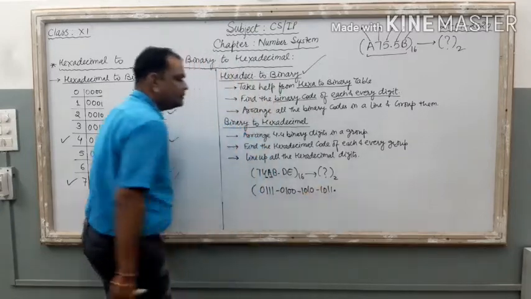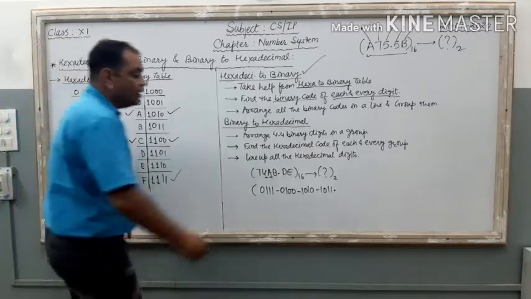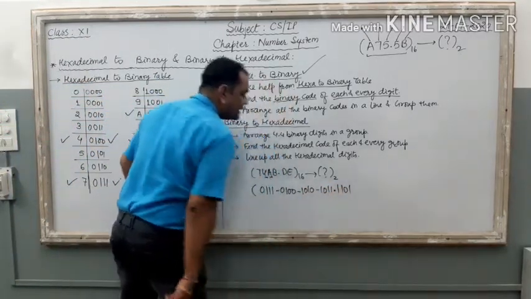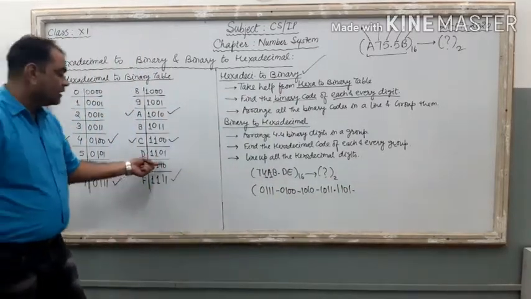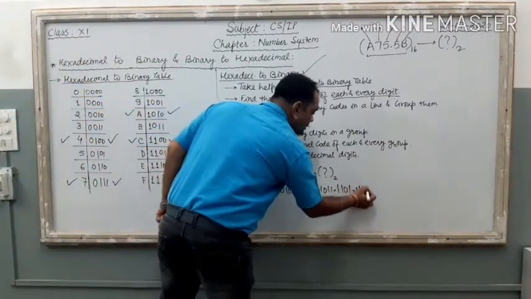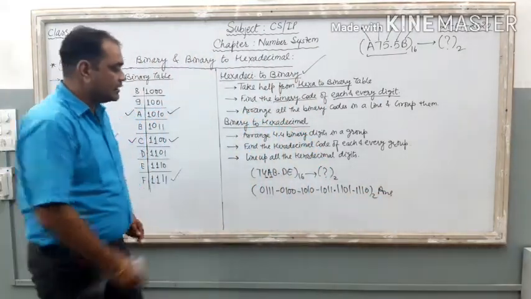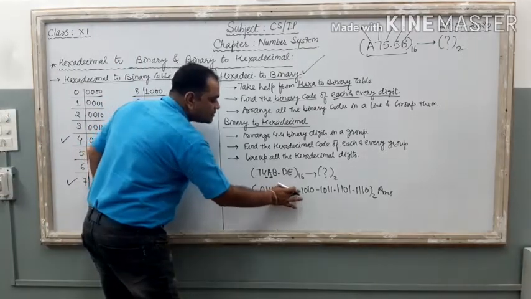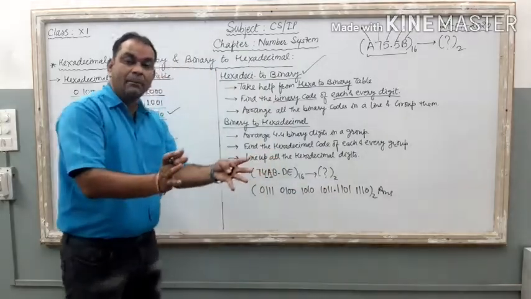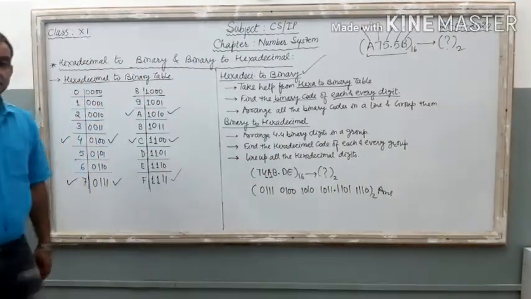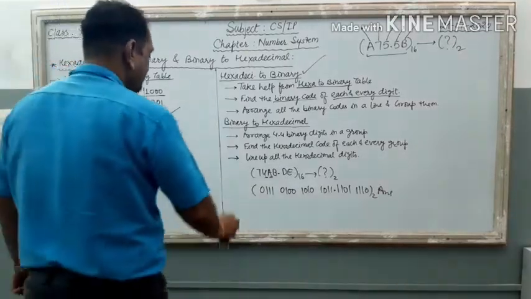Then the dot is here, right? The binary code of D is 1101. So 1101 is here. Then the last one, binary code of E, 1110. It is the answer. Right? When you write the answer, just remove these dash symbols and arrange these digits with each other. Remove the gap in between these digits. Clear? Very simple process.